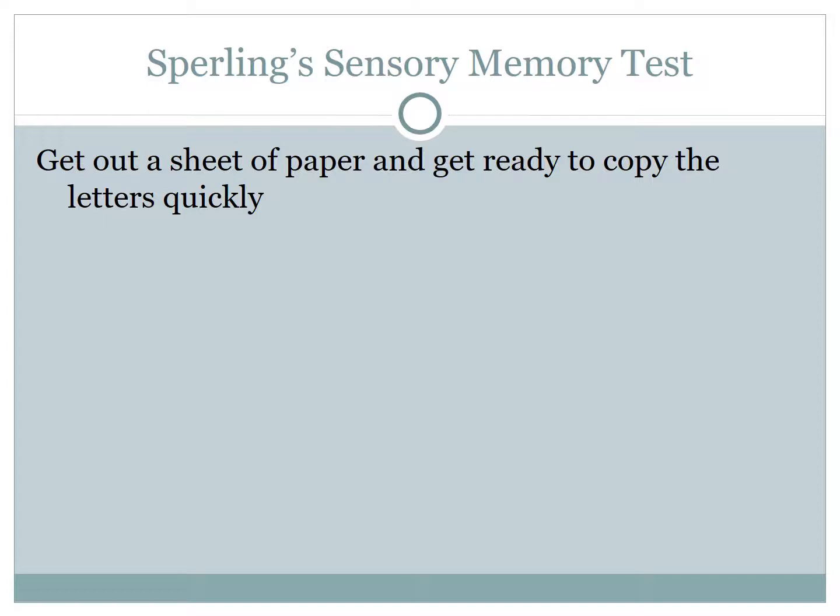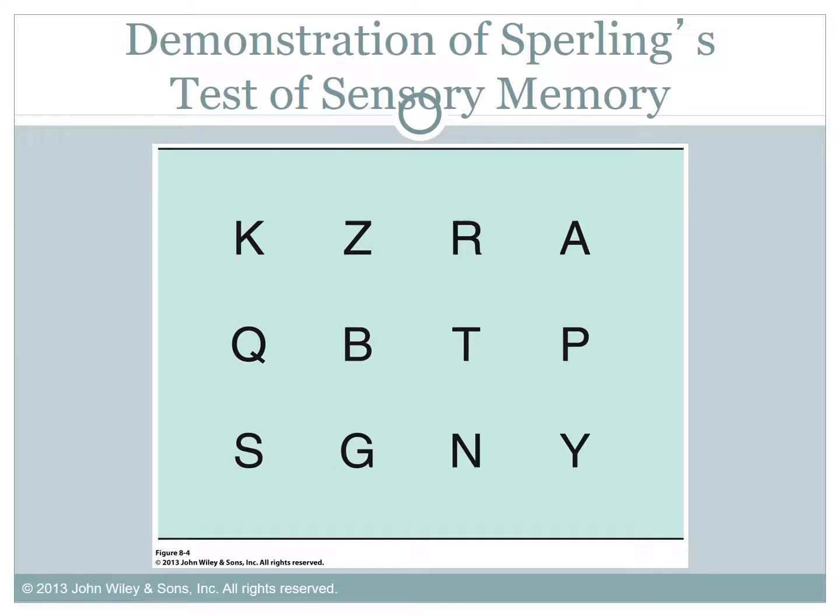All right, we're going to have a quick test of Sperling's sensory memory test. So get out a sheet of paper and a pencil. Get ready to copy down what you see on the next slide and try and acquire as many of these letters as you can and capture them onto your slide. All right, I'm going to give you just a moment to get your pencil and paper out. All right, if we're ready, get ready to copy and go.